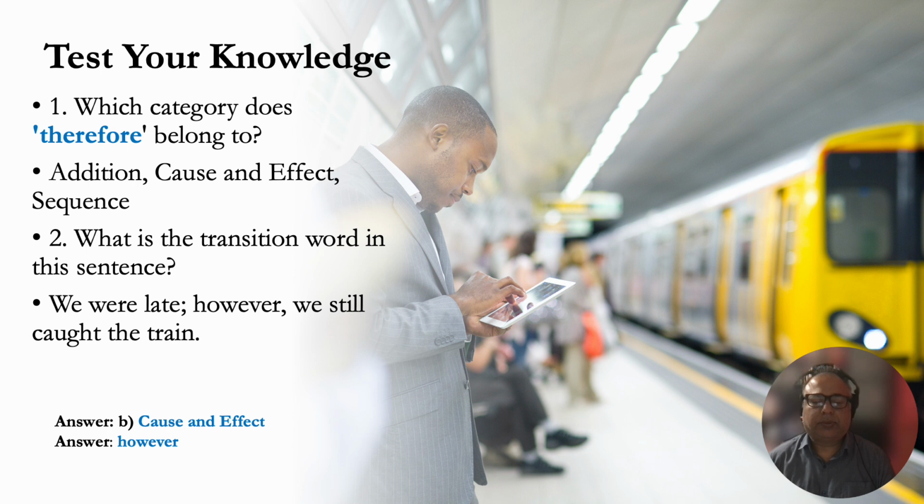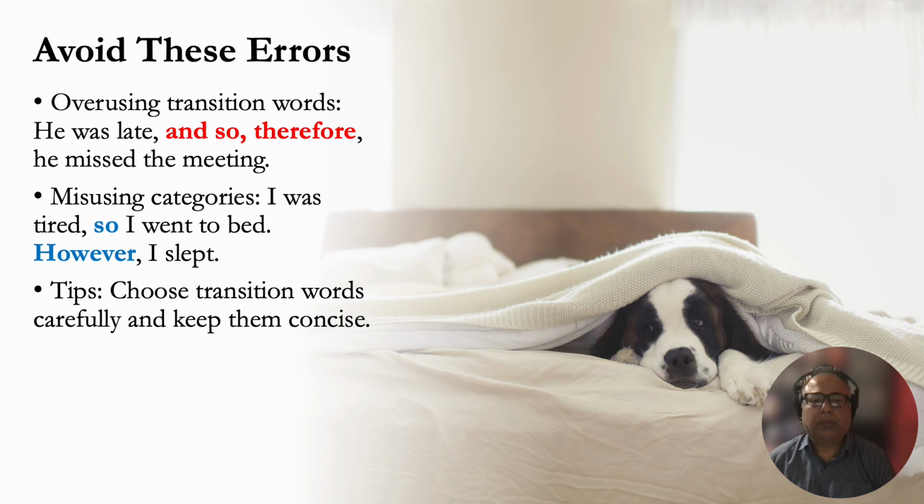Here are the answers. "Therefore" is cause and effect, right? Therefore is a result of a cause. It's the effect of a cause. And number 2, "however" is the transition word, right? We were late, however, we still caught the train. You can also use "but." We were late, but we still caught the train. All right? Okay.